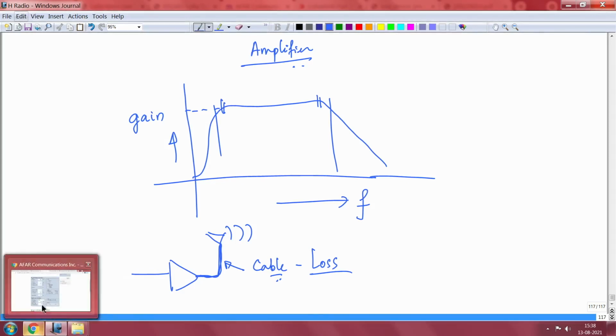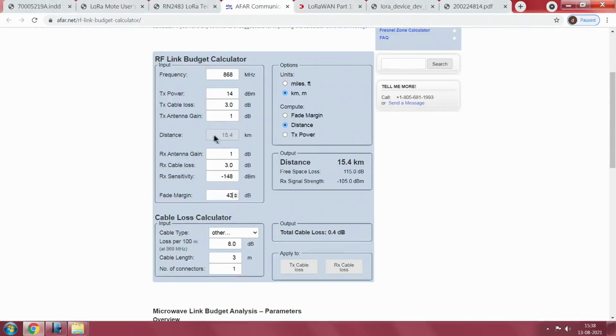Okay, so let us go back. You type in the cable loss, but you also have to type in the antenna gain. I punched in 1, and for the receiver antenna gain we also take 1, cable loss we took as 3 here, and receiver sensitivity we punched in as minus 148, again from the data sheet, and we gave a fading margin of 43 dB, much higher than what the receiver sensitivity is, and you can see that we were able to match the little over 15 kilometer range that LoRa is promising us.